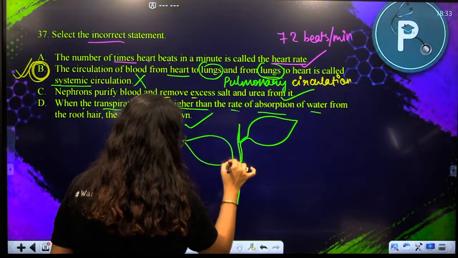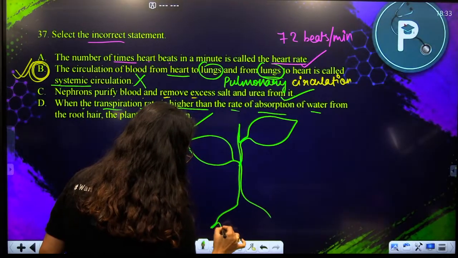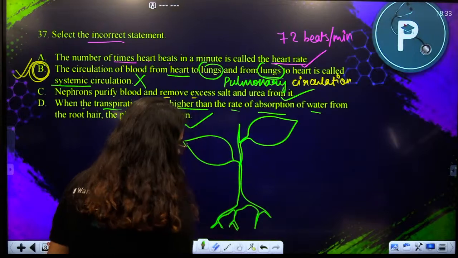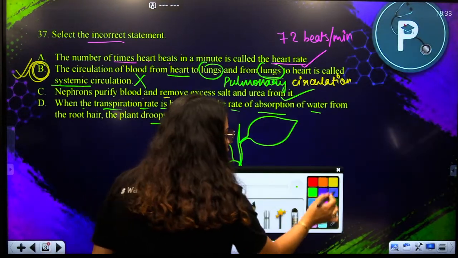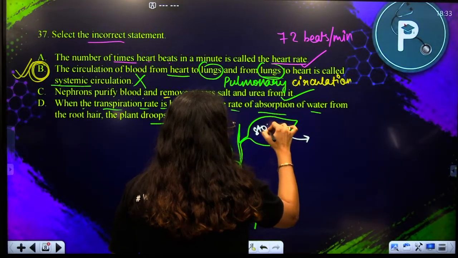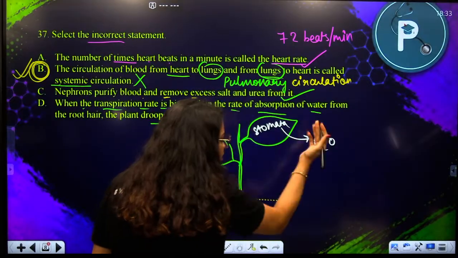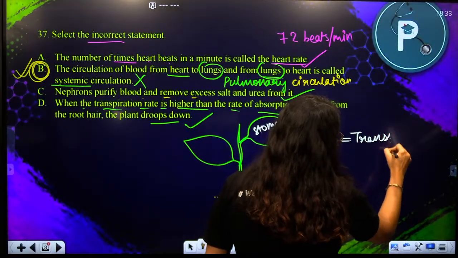Okay, this is the leaf of a plant and this is the root of the plant. If I see here, the plant would be losing water through stomata. Through the stomata in the leaf, they would lose H2O, and this process is called transpiration.